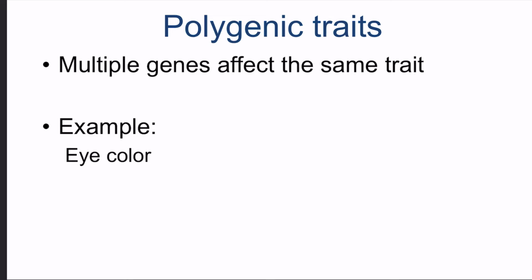Okay, continuing on to our complexities of heredity here. We are talking about polygenic traits. Poly means many, right? Like a polygon. So polygenic just means many genes. These are traits that are impacted by many genes, multiple genes.